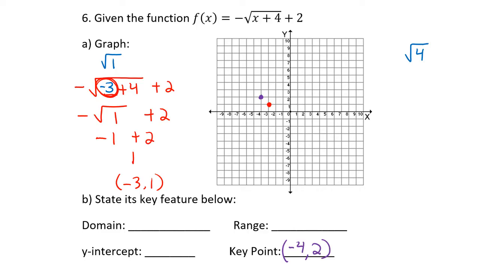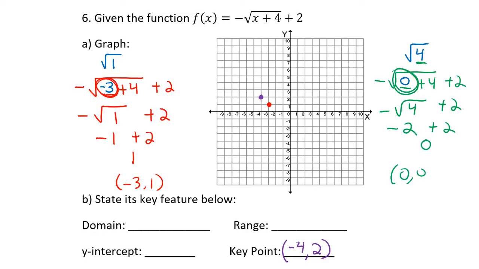All right, since this is a square root, there's no mirroring of points. There's no mirroring of points when it comes to the square roots. Now we're going to do square root 4. So we have negative square root of some number plus 4 plus 2. So we need to think of some number plus 4 equals 4. That sounds like 0. 0 plus 4 is 4. So we're going to have negative square root 4 plus 2. The square root of 4 is 2. Don't forget your negative sign in front. Negative 2 plus 2 is 0. So we have 0, comma 0.